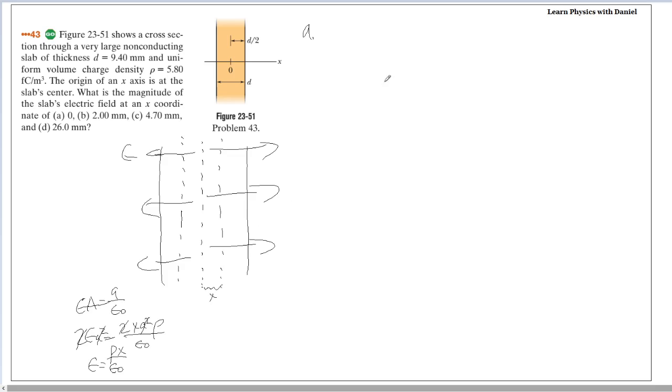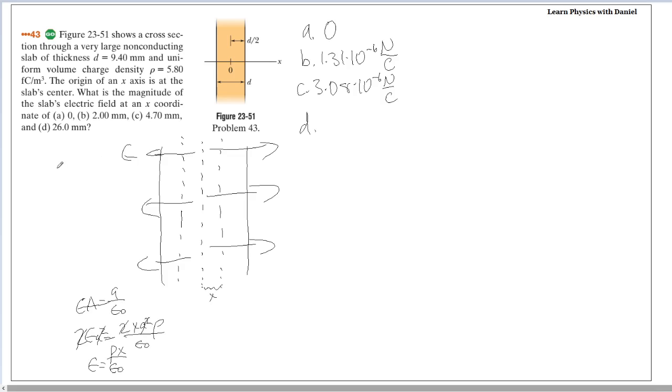So at 0, x is 0, so the electric field is 0. For B, we plug in 0.002 meters or 2 millimeters, however you like to do it. Either way, you should come to the conclusion that the electric field is 1.31 micronewtons per coulomb. For part C, we plug in 4.7 millimeters, pretty easy, and now you get 3.08 micronewtons per coulomb.